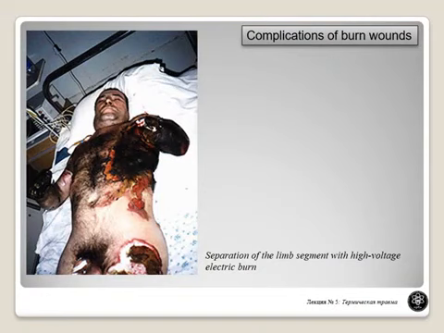Here is one of the early complications of electrotrauma. In this case, in the presence of a pronounced electrical injury, when a person is struck by a large current with a high voltage. In particular, this patient most likely received a high-voltage electric burn. There is also a release of mechanical energy with the separation of limb segments. This is one of the early complications of burn injury.